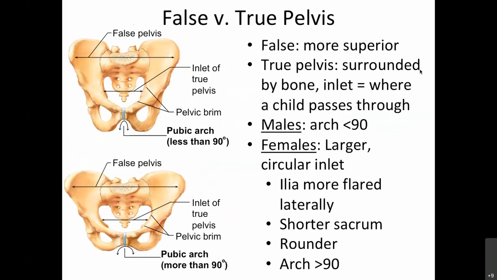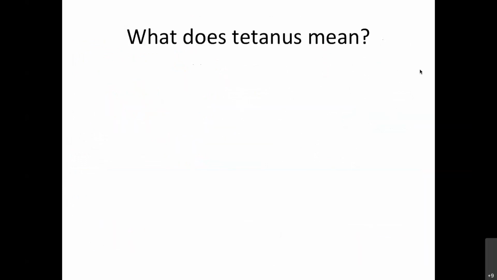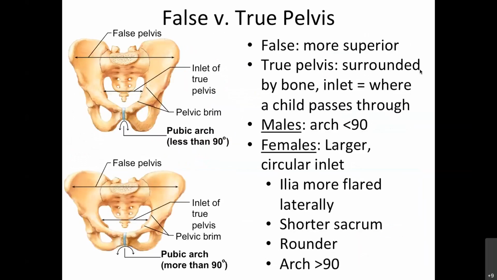And the female pelvis is shaped for childbirth. They've got a larger inlet, more laterally flared ilia, a shorter sacrum, and a larger pubic arch to create a rounder, more spacious pelvic area to fit a child through. Whereas males, the opposite is true, okay?